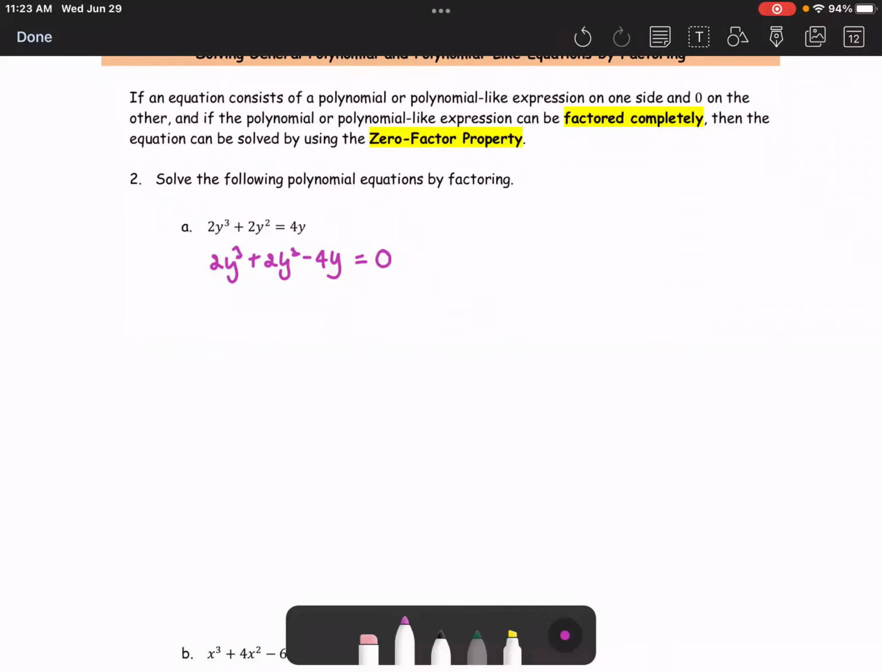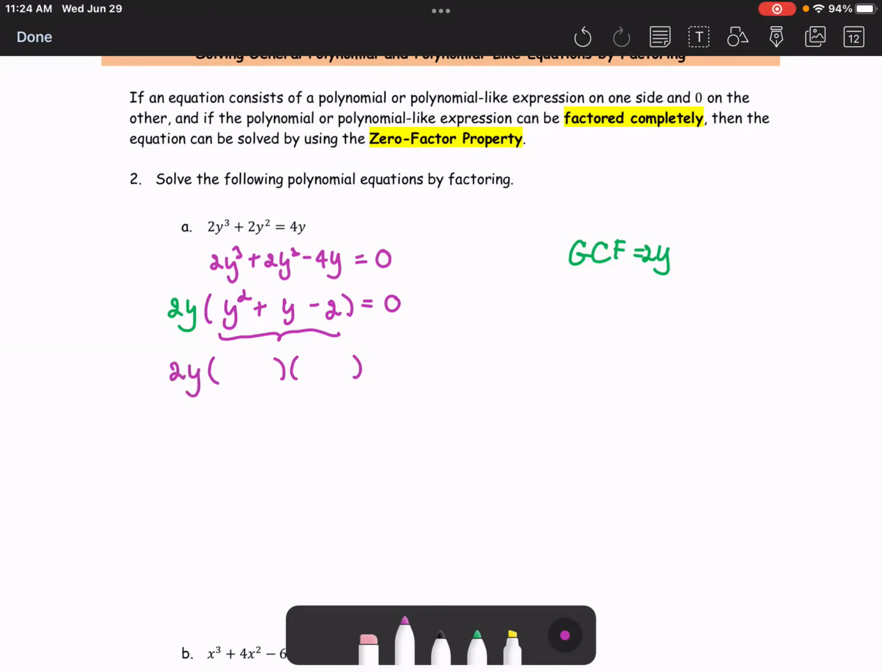So the GCF, or the greatest common factor, is y, and also the value 2, as 2, 2, and negative 4, the common factor would be 2. So we factor the 2y out of each term. Then we get the remaining factor of the first term as y to the second power, the second term as y to the first power, and then the last term as negative 2, then equals 0. Next, these 3 terms we can factor further by using the technique that we have been doing.